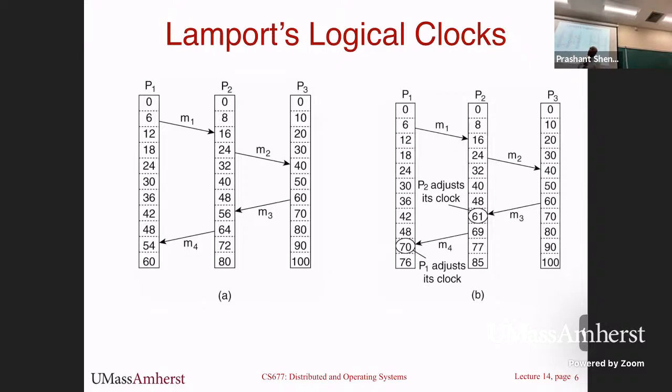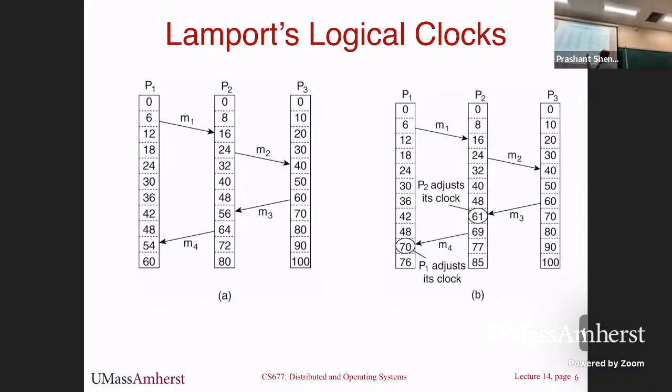It comes to P2. Okay, P2's clock is already at 16. So it's going to take the max of 6 and 16, which is still 16, and then it will add 1 to it. So in this case, P2's clock actually doesn't change because of the send, because it's already ahead.